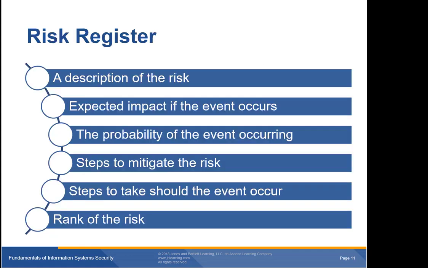The result of the risk identification process is a list of identified risks. The PMI calls this list the risk register. The risk register can contain many different types of information, but should contain at least the following: a description of the risk, the expected impact if the associated event occurs, the probability of the event occurring, steps to mitigate the risk, steps to take should the event occur, and ranking of the risks.